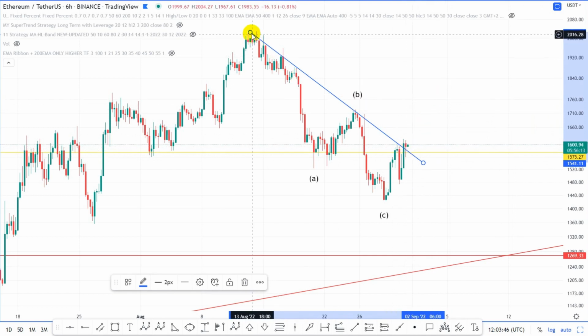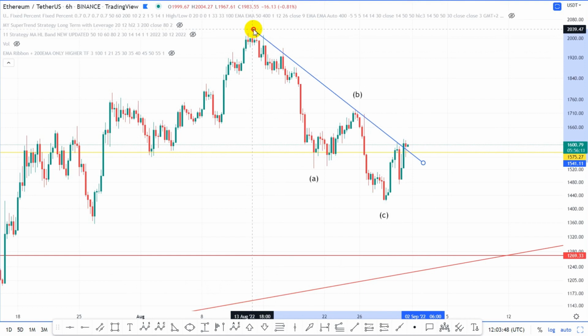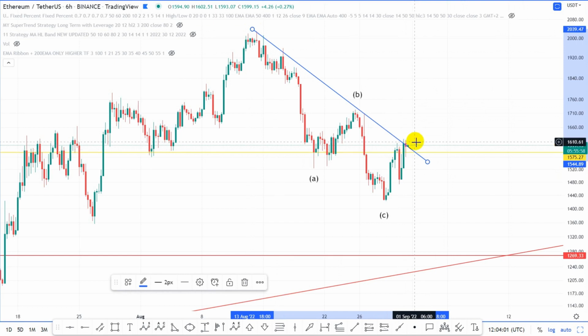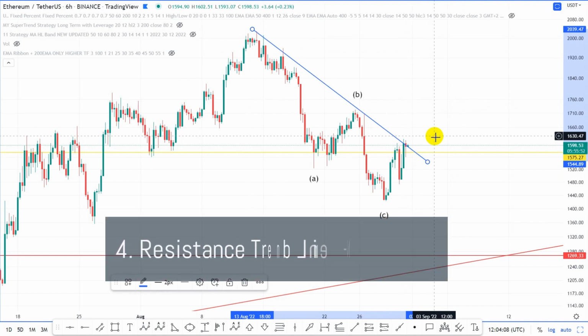But if you try to connect all the shadows, then what you see is the price is just retesting it, and it's not actually good to say that it is bullish or bearish. I would rather say that it is neutral right now. So for this indication, it goes neutral.